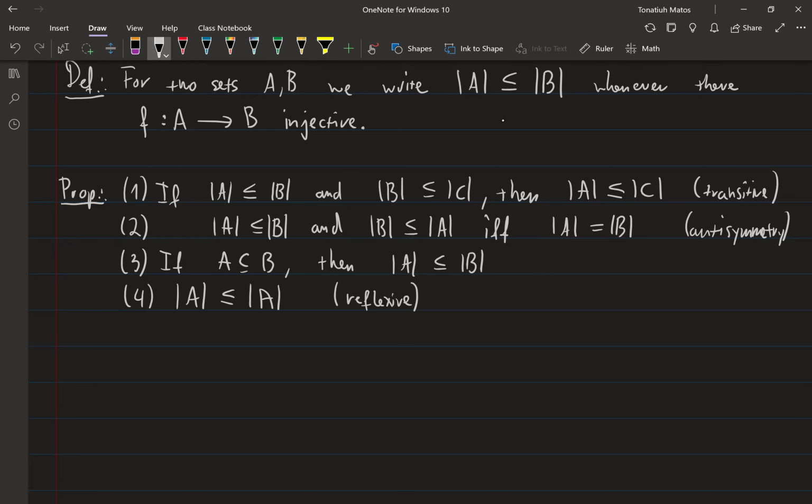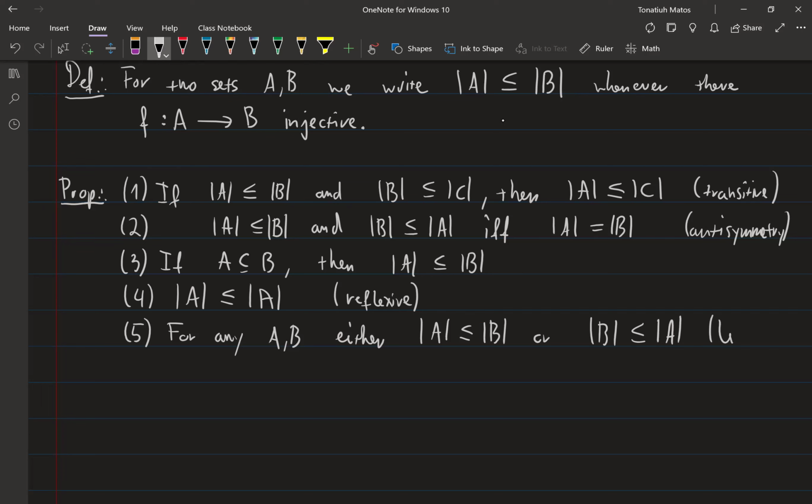This one is also pretty obvious. There's another one: for any sets A, B, either A is less than B or B is less than A. And this is called linearity. You don't have to remember these words for the final exam. I'm just writing these down because they connect to ideas that we've talked about in the past. And many other courses do use these words, right? There's a lot of relations in math that are transitive. A lot of them are anti-symmetric and so on.